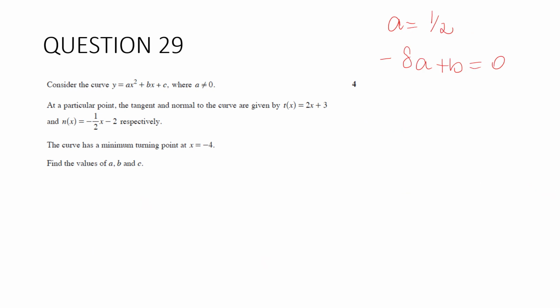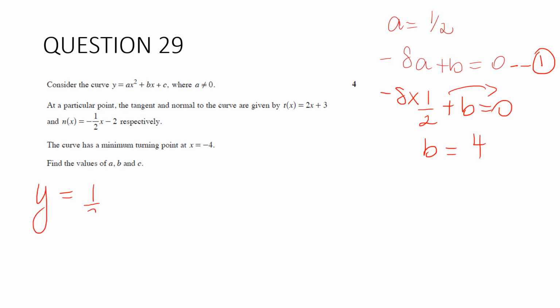And now substituting into that first equation, we'll get b. -8 times 1/2 plus b is equal to 0. b is equal to 4. So we have y is equal to 1/2 x squared plus 4x plus c. We only need to find c.